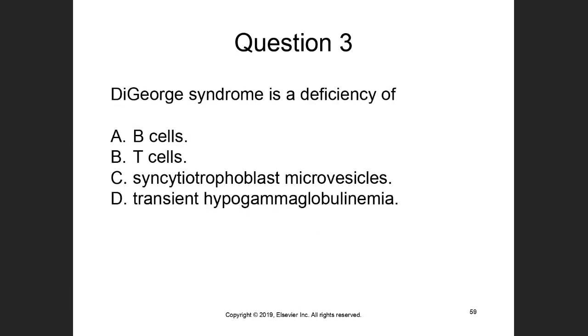And we have question number 3. DiGeorge syndrome is a deficiency of. What is the answer? And the answer, of course, is T cell. Okay, a problem with the T cell. That's DiGeorge.